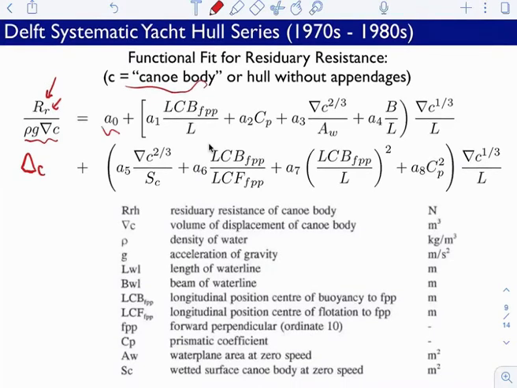You have a constant plus another constant times the location of the center of buoyancy relative to the length, plus another constant times the prismatic coefficient, and another constant times this ratio of the volume displacement of the canoe body to the 2/3 power divided by the wetted area, plus another constant times the beam to length ratio. Essentially, it's a curve fit.